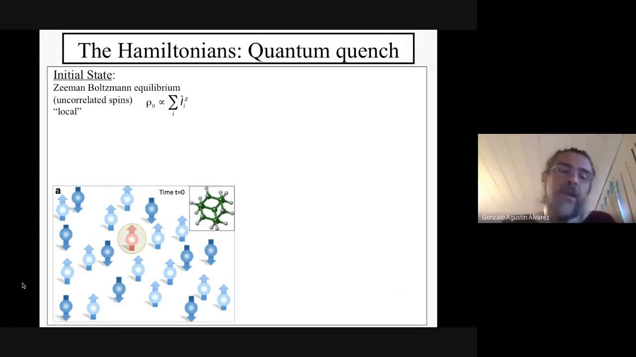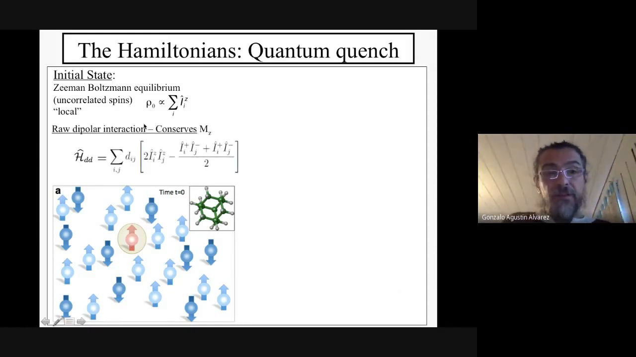So essentially this will be what represents this local excitation, and then I will see how this local excitation will be propagated into the network. The raw Hamiltonian of the system is the dipolar interaction, and because the magnetic field is very strong, the dipolar interaction commutes with the magnetic field, and what happens is that it commutes with this initial state. So this raw interaction doesn't create correlation between the spins, because it conserves the total magnetization number that is called MZ.